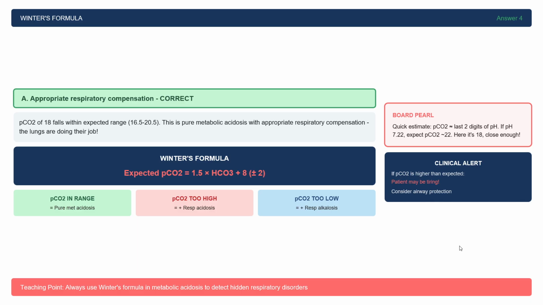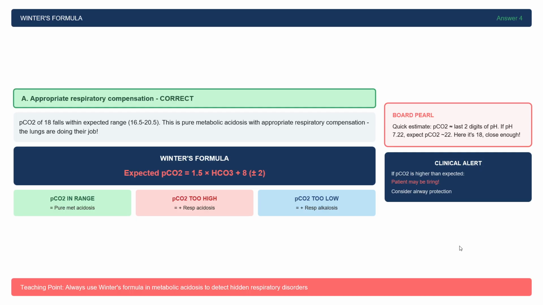Okay. So the answer is A. This example shows appropriate respiratory compensation. The patient's actual PCO2 is 18, and that falls nicely within the expected compensatory range, which is about 16.5 to 20.5. That tells us this is a pure metabolic acidosis, and the lungs are responding exactly the way they should. To check this, we use Winter's formula, which helps predict how much the lungs should lower CO2 in metabolic acidosis.